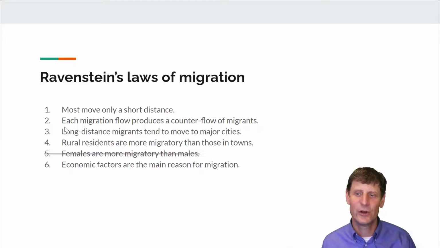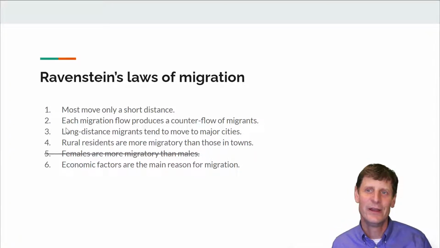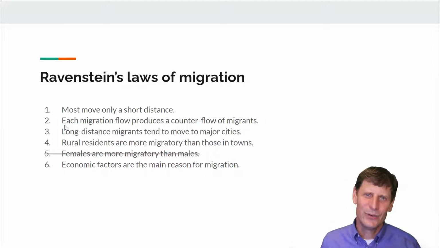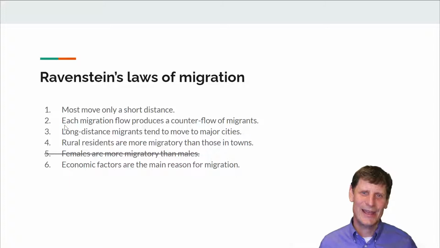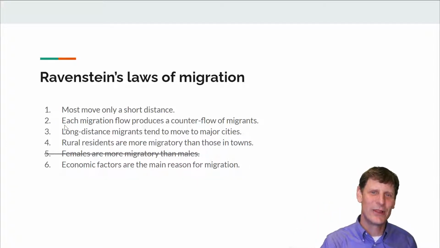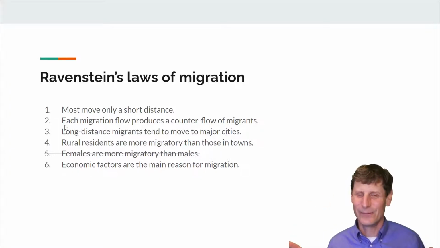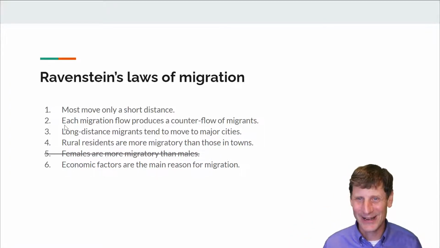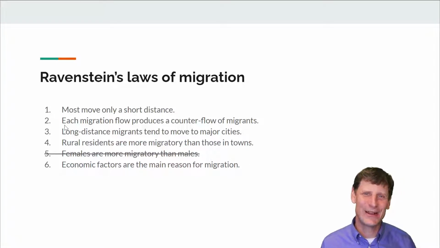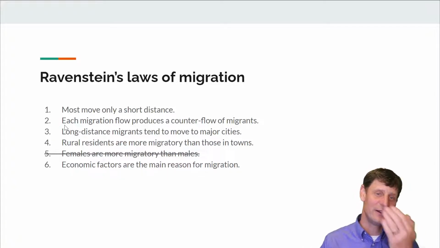Each migration flow produces a counterflow of migrants. This one is really hard to falsify because you would need to find a migration pattern where only people were moving from one country to the other and not even one person moving back. That one person counts as a counterflow, right? But it's more generally true than that. And so what we observe is that when there are migrants moving from a place like Mexico to the United States, there are also migrants moving back from the United States to Mexico.